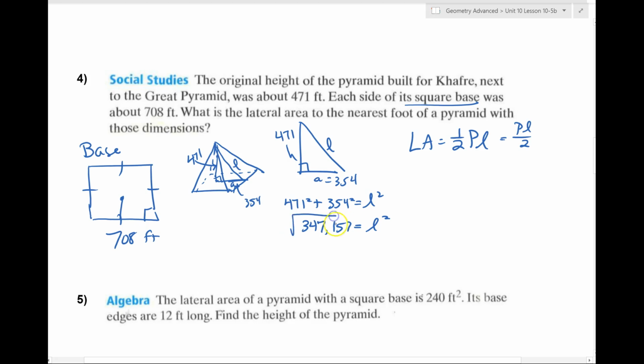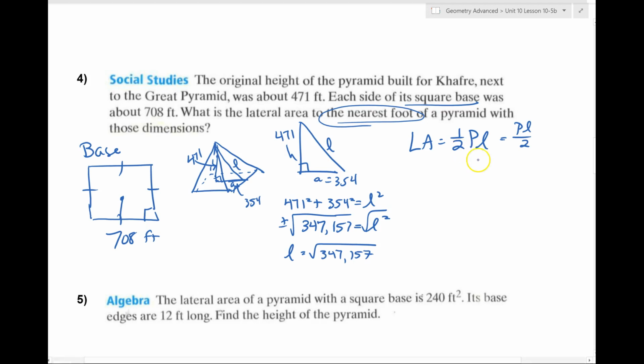Well, what do I have to do? I have to take the square root of both sides. Again, I'm not going to have a negative length for slant height, so my slant height is going to be the square root of 347,157. Why am I not worried about simplifying this? Because it's to the nearest foot. Okay, so sometimes it's better not to. So now I know the slant height.